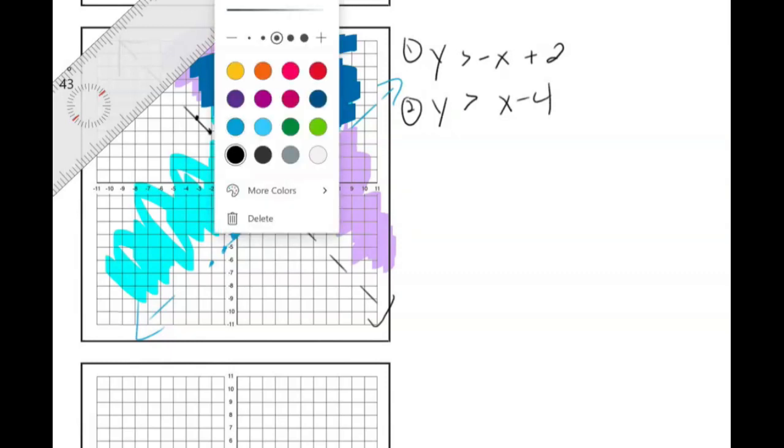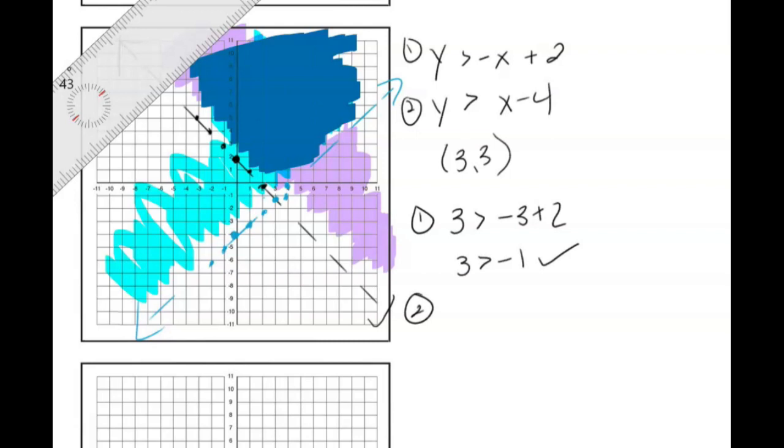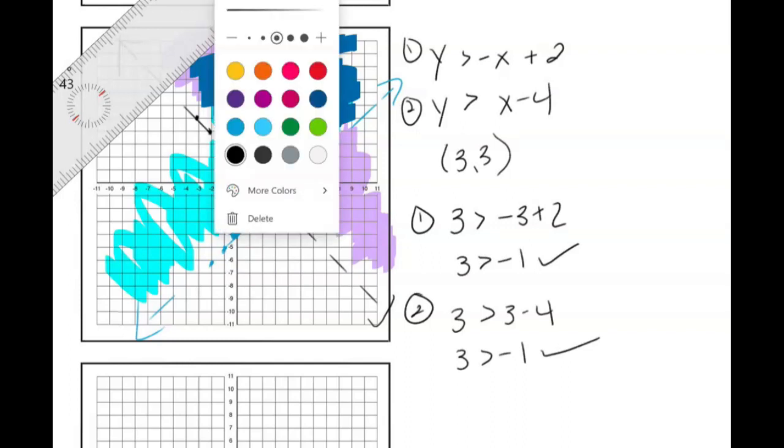All right, let's do a check here. I've been telling you that a point inside the combined shaded region is going to be a solution, but maybe you don't believe me. Okay, so let's check the point. It looks like 3, 3 is in my solution set. So it should make both equations true. Let's try the first one. 3 greater than negative 3 plus 2. That's going to be 3 greater than negative 1. That's a true statement. What about the second? 3 greater than 3 minus 4. 3 greater than negative 1. Also true.